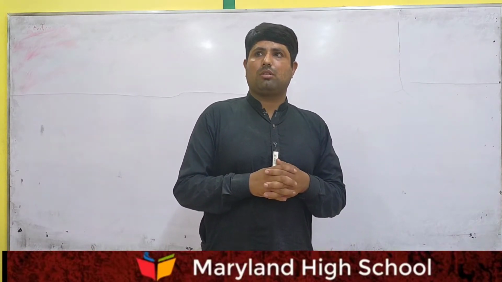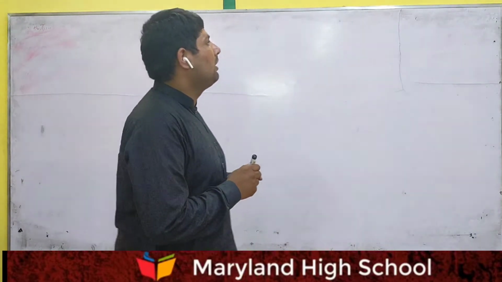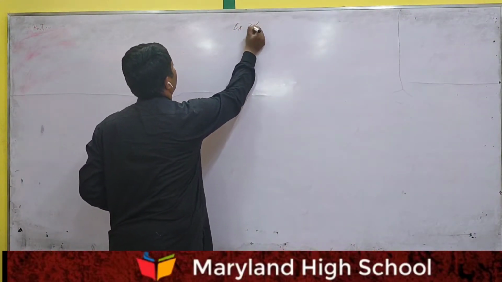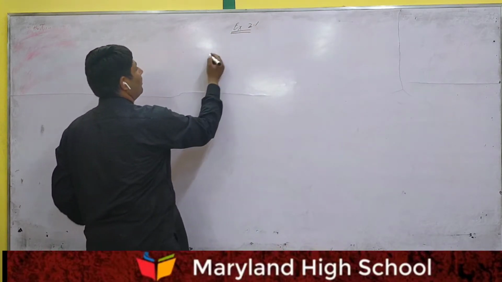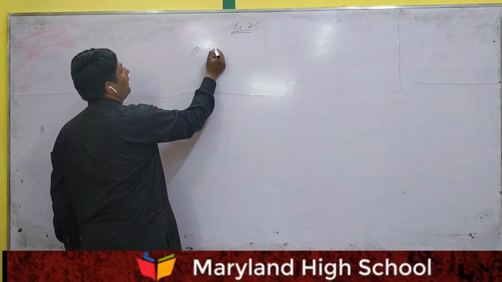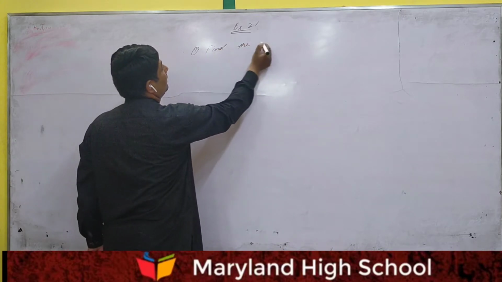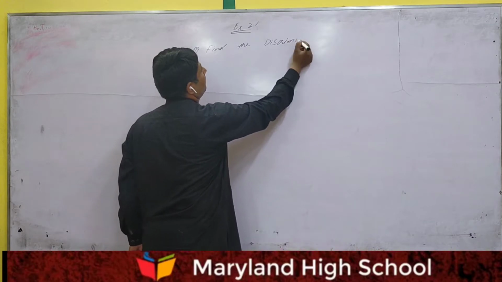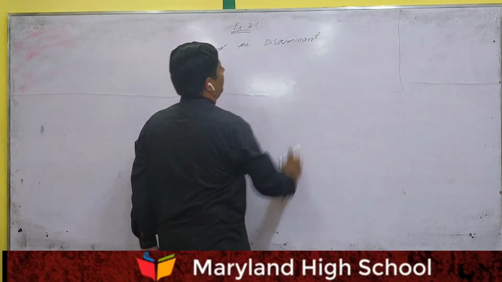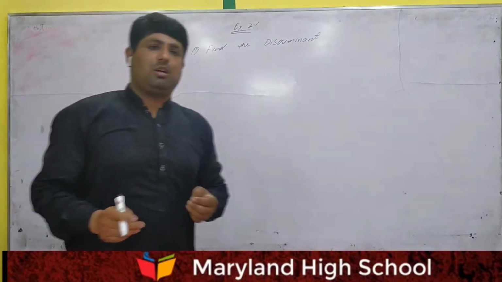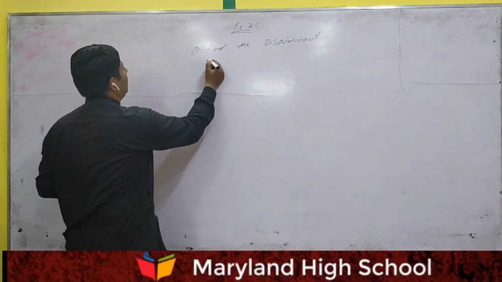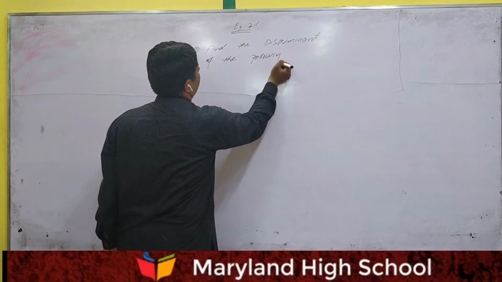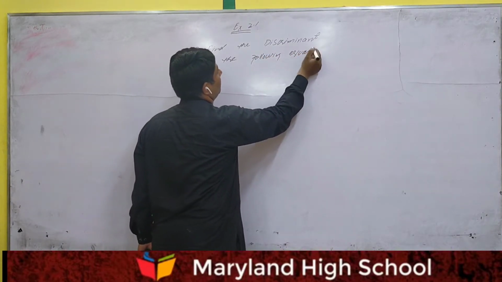Chapter number 2, class 10th, exercise 2.1. First question, find the discriminant of the following equation.